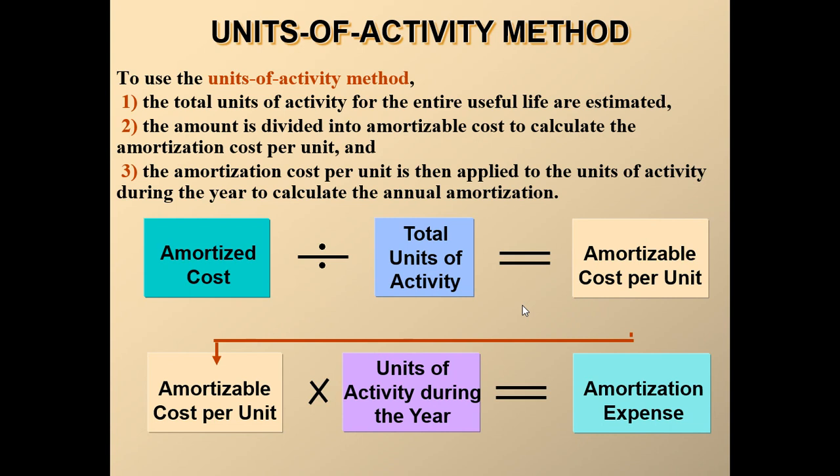So for example, if it's an automobile, chances are you're going to be using kilometers as your units of activity, because when you drive a car, it's usually calculated in number of kilometers that it's being driven, and that's going to give you an amortizable cost per unit. Okay, with that cost per unit, you multiply that by the actual units that are used during the year, and that's going to give you your amortization expense.